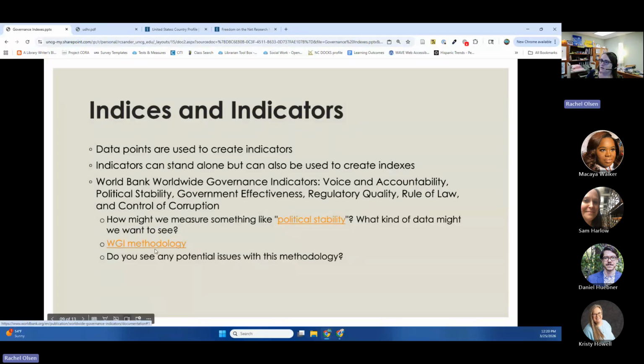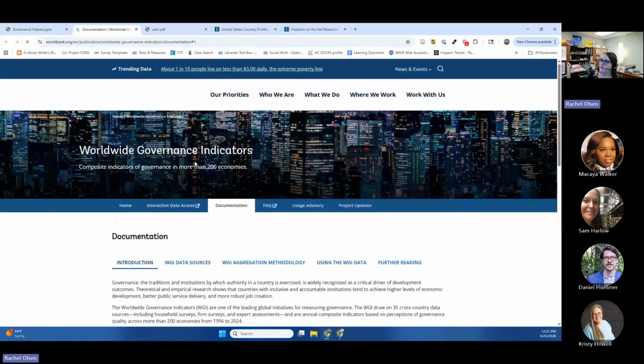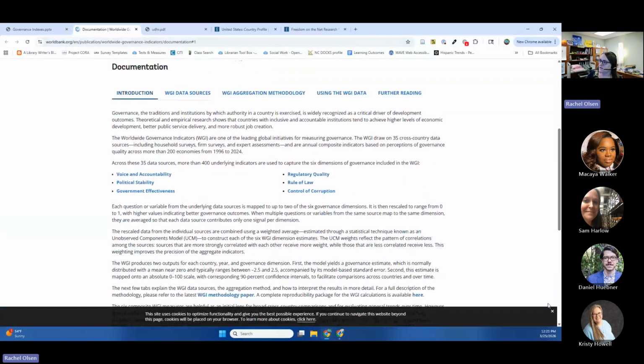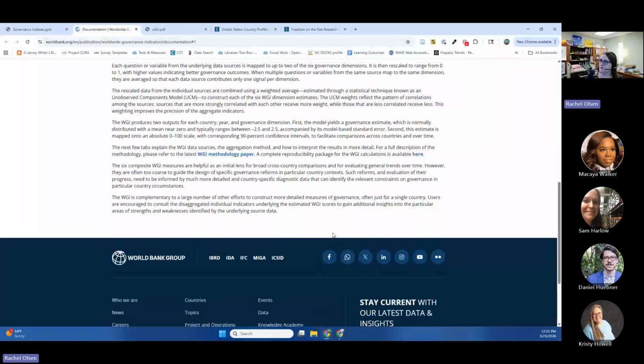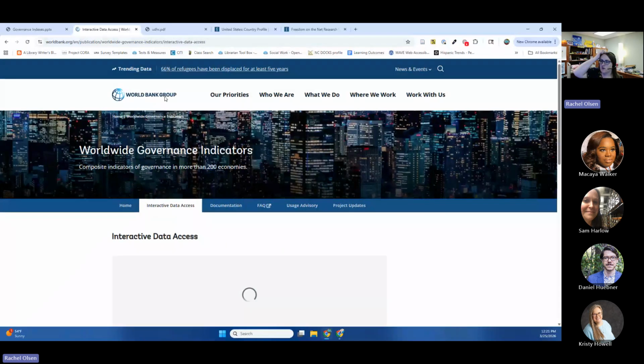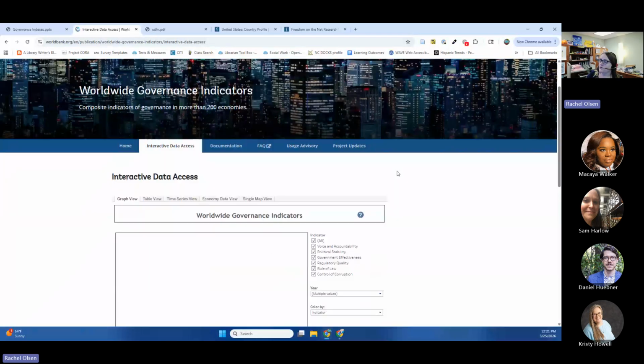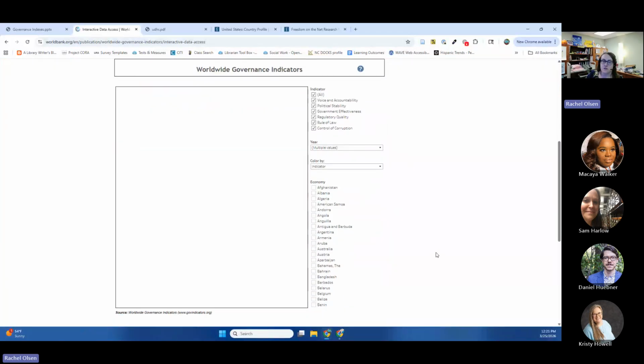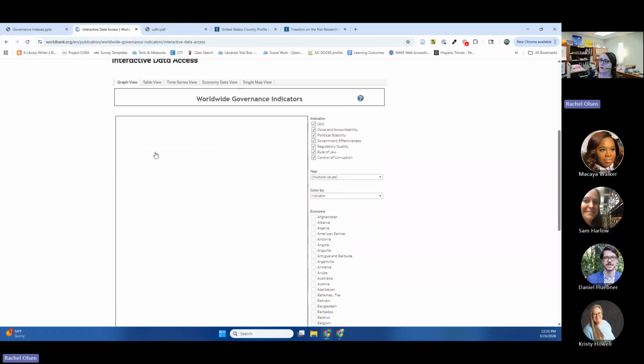You can also see a little bit more broadly their methodology with the Worldwide Governance Indicators. This just talks a little bit more about it. They do have these interactive data pages that I would encourage people to use. I struggle a little bit with this, particularly in Chrome, so it might be worth trying in a different browser, but you can play around with this. You can compare things between particular countries and particular indicators, if that's something you're interested in doing.